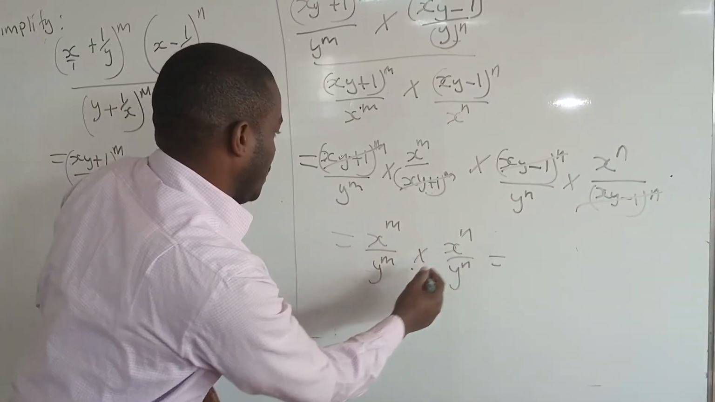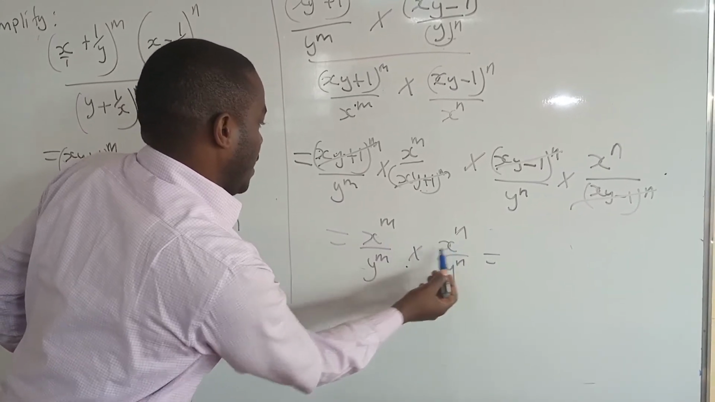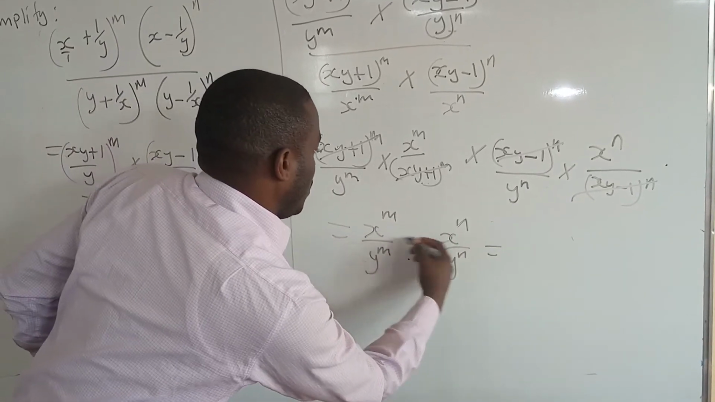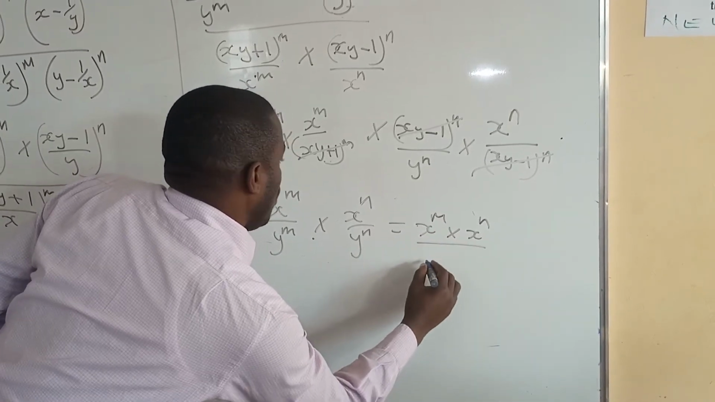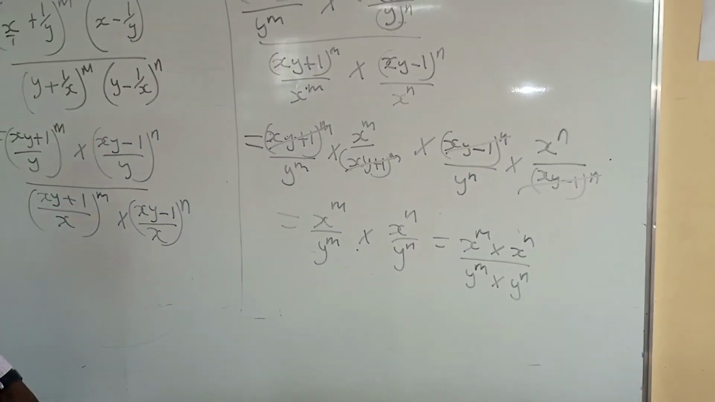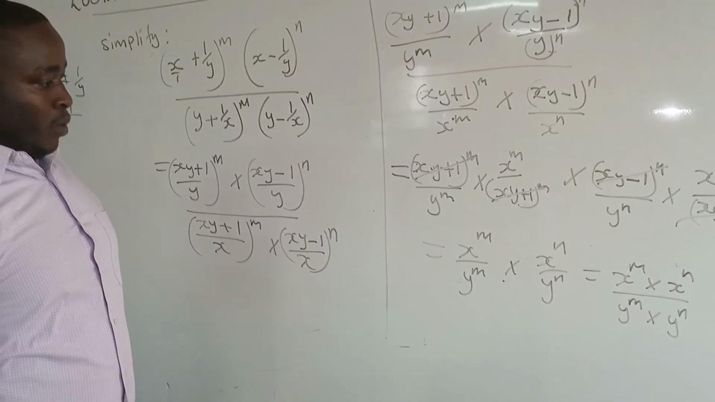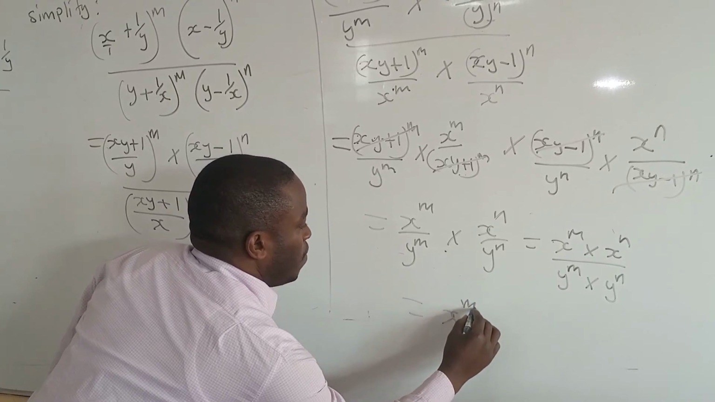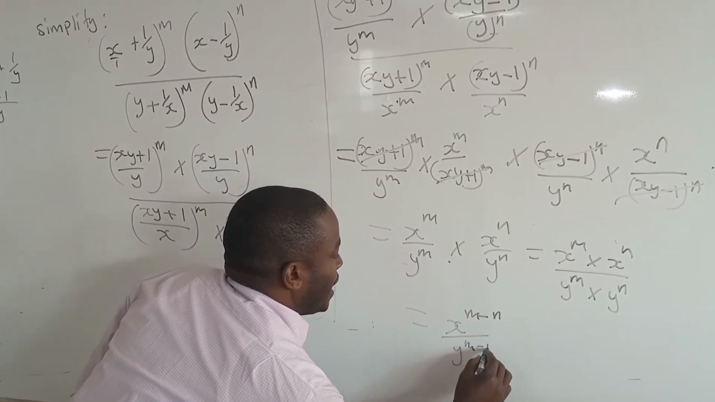This one on the numerator here is the same as x, the bases are the same. So this, if we were to write, you can write as x power m times x power n all over y power m times y power n. And we know from the laws of indices, when we multiply, if the bases are the same, we add the powers. So this becomes x power m plus n all over y power m plus n.